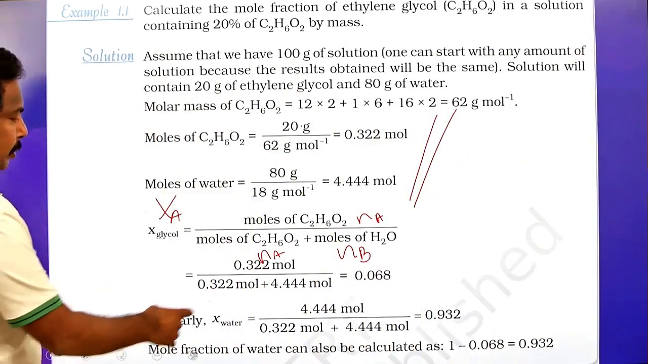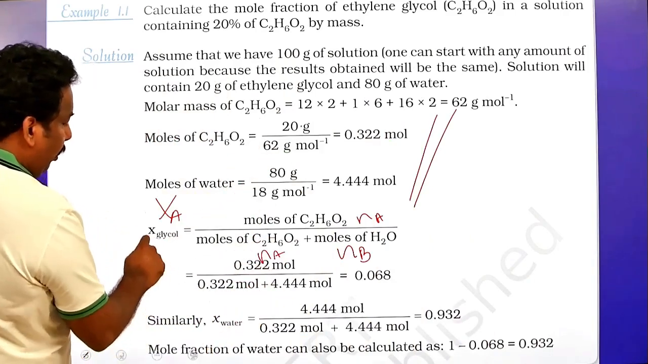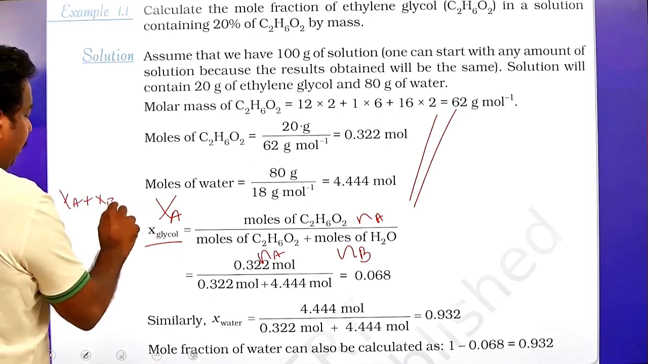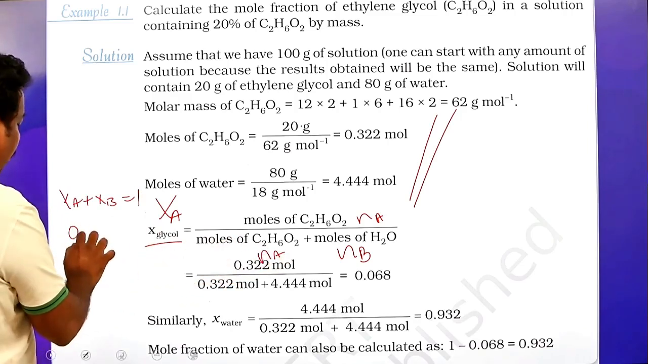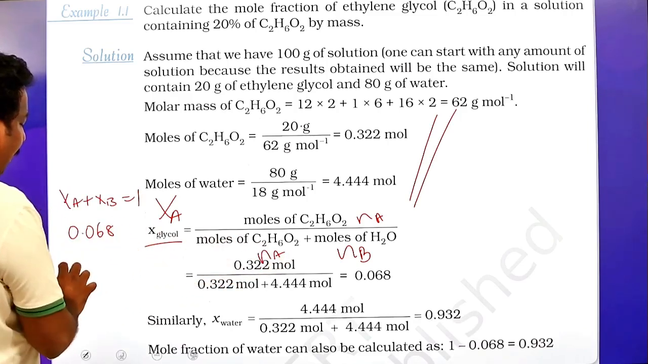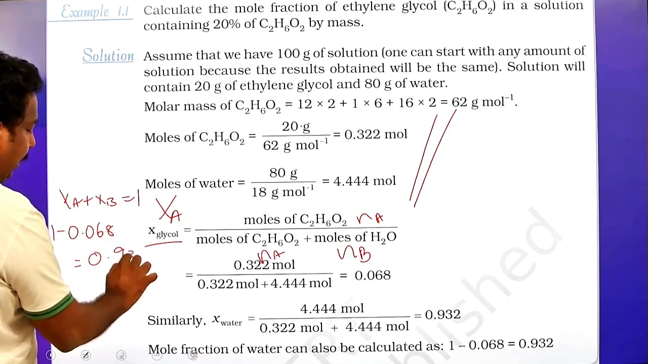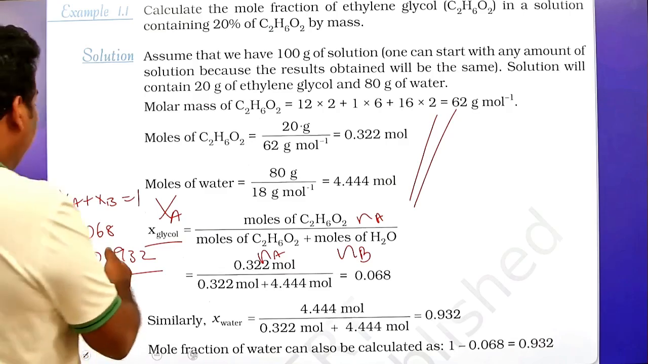Finally, I put all those calculated values here and found XA. I know that XA plus XB is equal to 1. I know XA is 0.068. Am I right? 1 minus 0.068 is nothing but 0.932. I found one thing: if you convert into percentage, it will become volume by volume. What is it going to be?